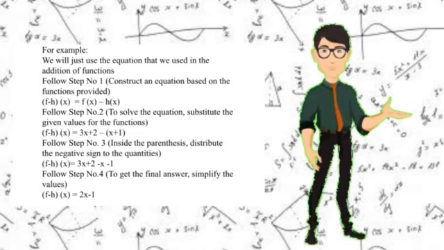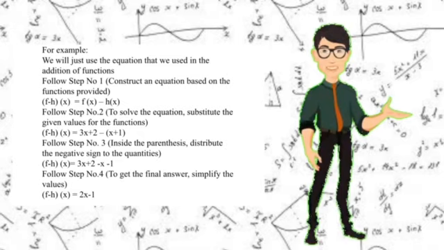Step number 1. Construct an equation based on the functions provided. (f - h)(x) equals f(x) minus h(x). Step number 2. To solve the equation, substitute the given values for the functions. (f - h)(x) equals 3x plus 2 minus (x plus 1). Step number 3. Inside the parentheses, distribute the negative sign to the quantities. (f - h)(x) equals 3x plus 2, minus x, minus 1.